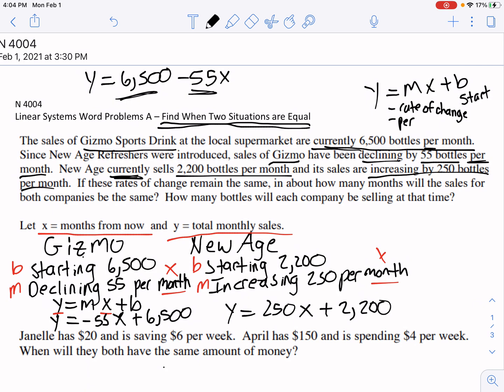Now that I have a system of equations, what they want us to find is if the rates remain the same, about how many months will the sales for both companies be the same, okay? Well, again, what did we let months be? Months is our x value, right? So we want to find x. Well, we've looked at solving these before. This turns into a substitution situation. Both of these equations are solved for one variable. I can just substitute one of the expressions into the other for y and then solve for x, okay?